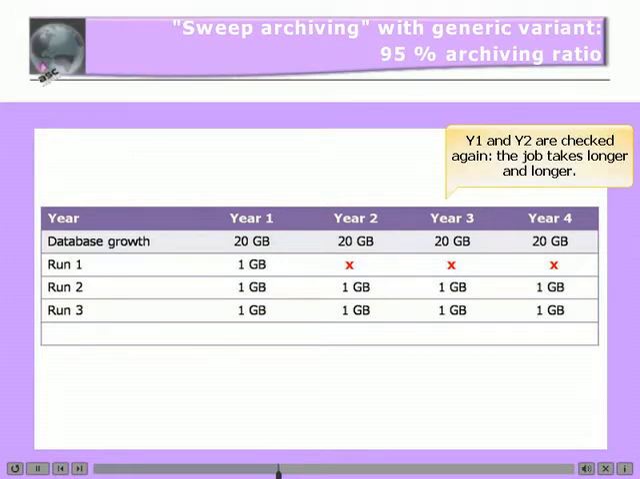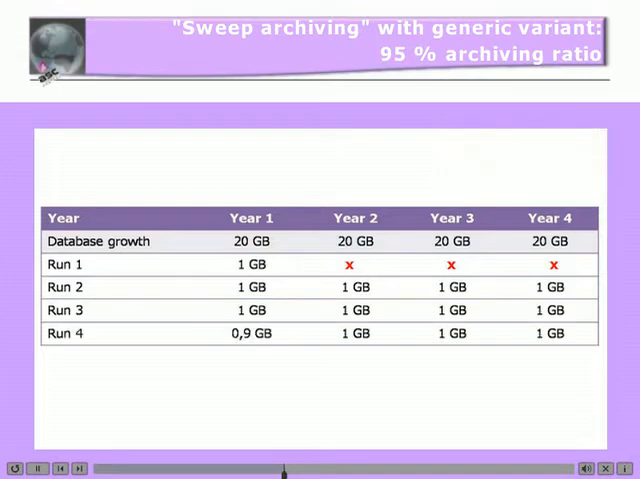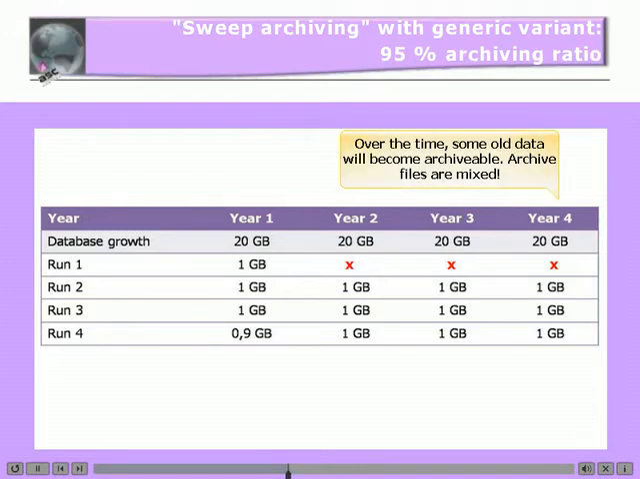Let's imagine you archive monthly for 4 years. Only 1 month out of 48 will provide real archiving results. Here, you see that archiving runs are becoming less and less efficient over time. Then, imagine that for the next turn, some data from year 1 became archivable, and that you archive 10% of year 1. You end up with 0.9 GB in your database for year 1. But archive files will be mixed with year 1 and year 4 data. When looking at SARA transaction, you will not be able to know which data is contained in the archive file.